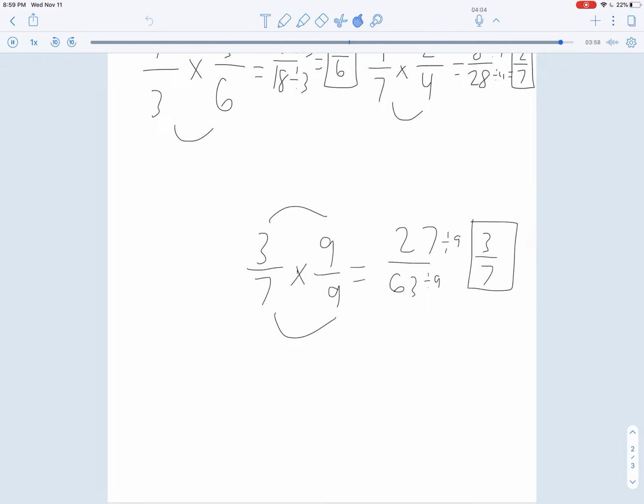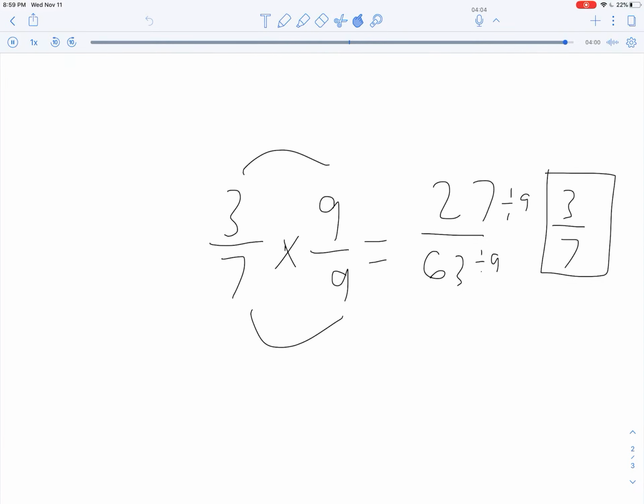So multiplying fractions isn't too difficult, especially if you follow the steps I gave you. I hope you understand, and have a good day.